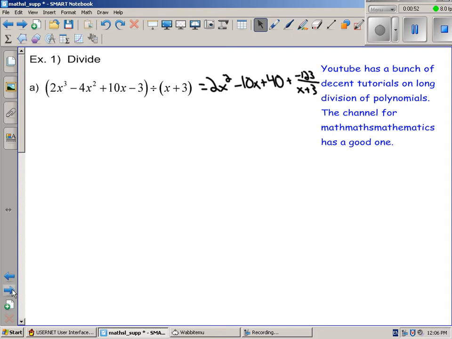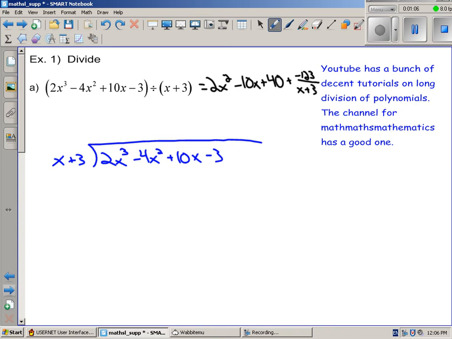Okay, here's how we set it up. The x plus 3 goes out front. The expression that you're actually dividing goes under the division sign. Shocking, I know.